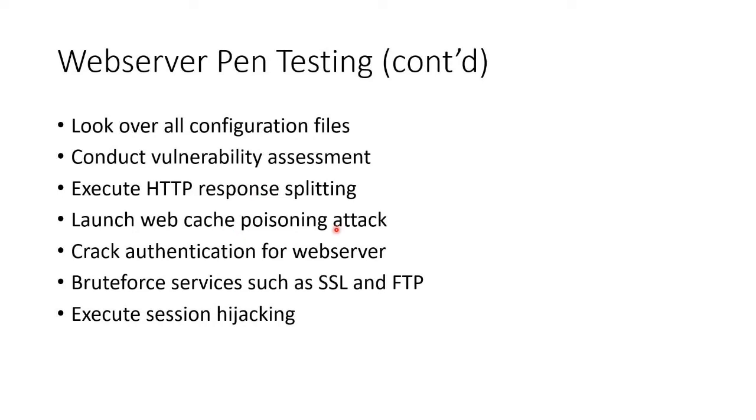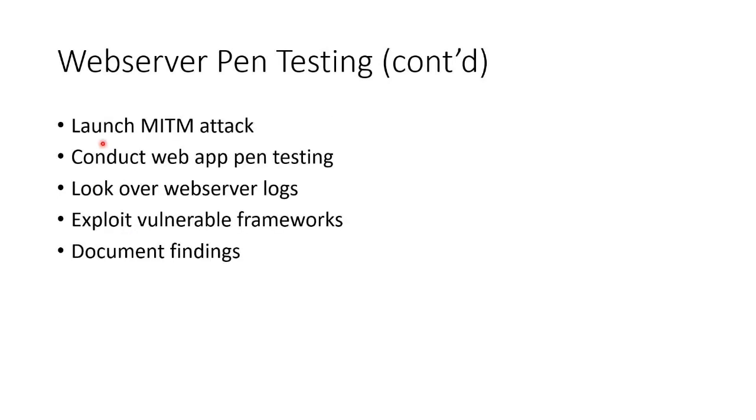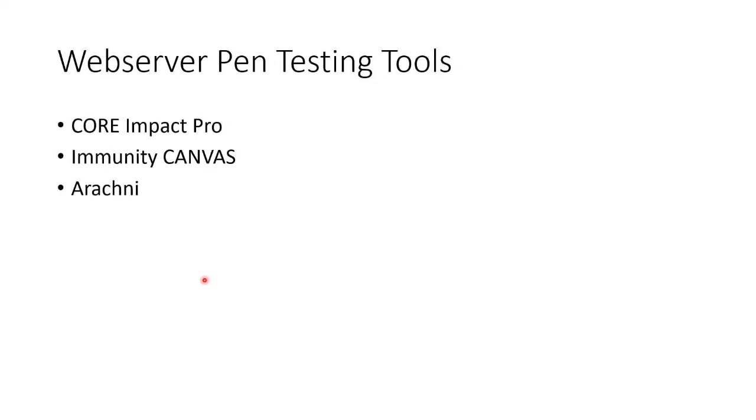You'll do web cache poisoning and try to crack the passwords, crack authentication for the web server or the web app. You'll try to brute force services like SSL and FTP and HTTP and other things. Brute forcing across the network, remember, is a high-speed dictionary attack using something like Hydra or Brutus or Medusa. And you'll try to do session hijacking. You'll try to launch man-in-the-middle attacks or test the actual web apps themselves. Try to read web server logs and exploit any vulnerable frameworks. And, of course, document your findings.